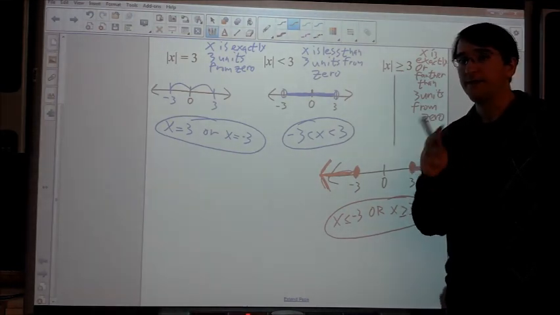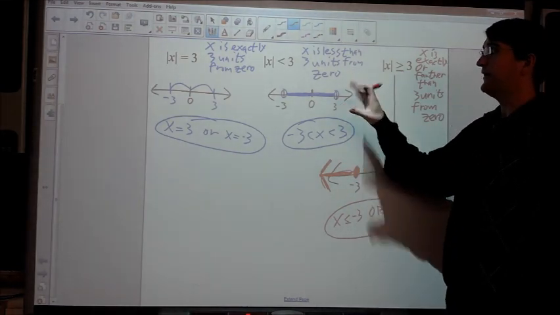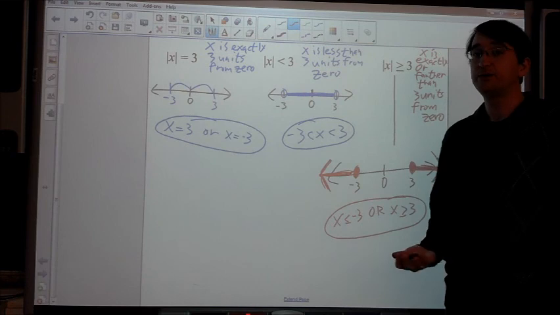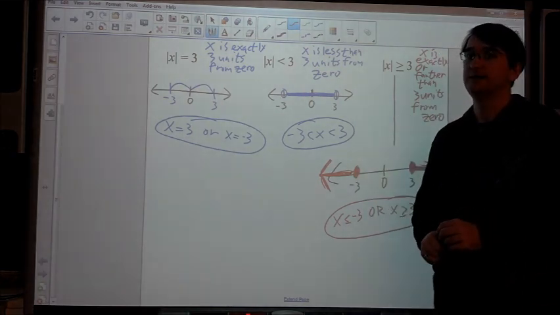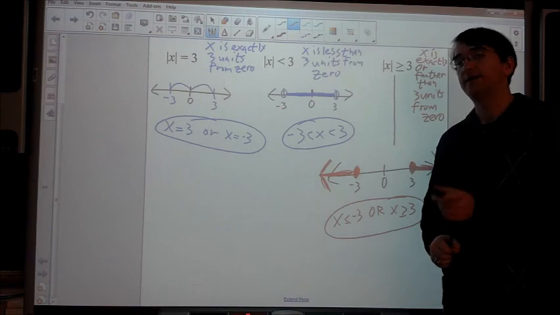So keep that in mind. That's the trick for these absolute value inequalities. You're always going to end up with 2 pieces. That's going to be your step. At some point you're going to break it up into 2 things. So we'll see some practice of that in the next video.